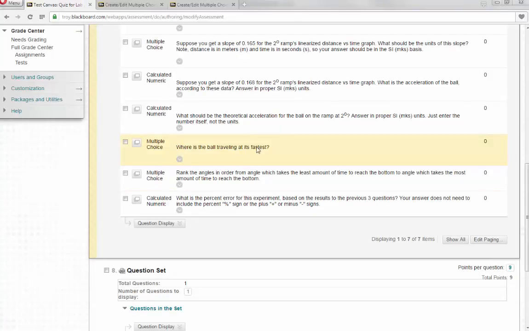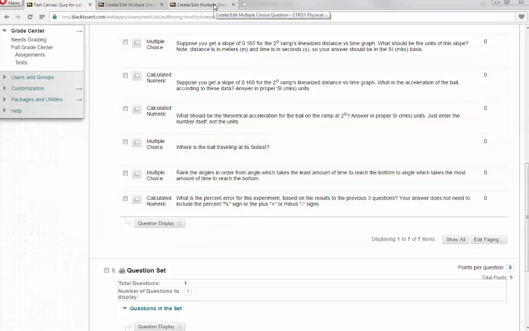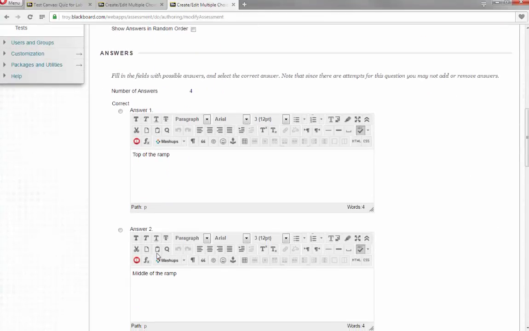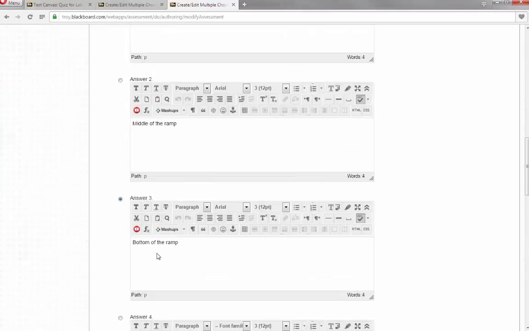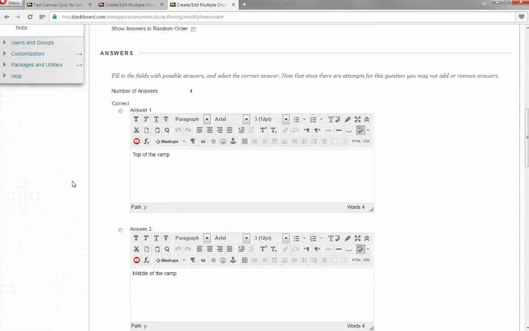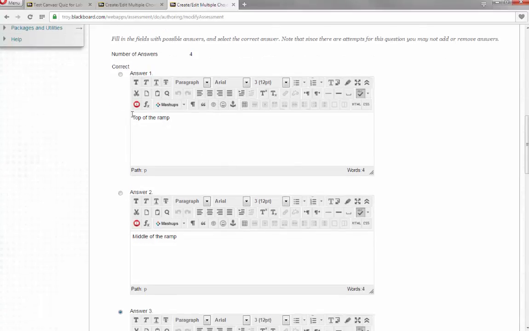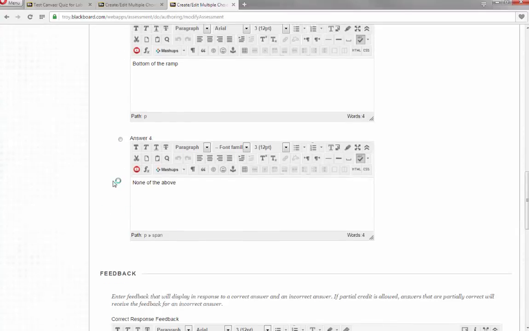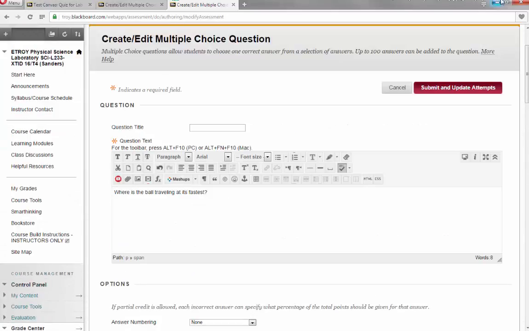Okay, the next question is, where is the ball traveling at its fastest? So this was actually a multiple choice question, and it was meant to be a simple, easy kind of gimme question, but for some reason it proved to be more difficult for you guys than I would have thought, and I found in the past that it's been kind of difficult for people. It's multiple choice. The ball is traveling the fastest at the top of the ramp. The ball is traveling the fastest in the middle of the ramp. The ball is traveling fastest at the bottom of the ramp, or none of the above. Those are your options.